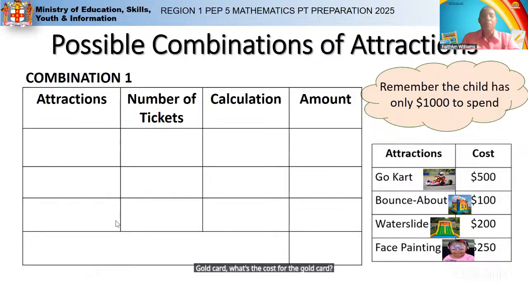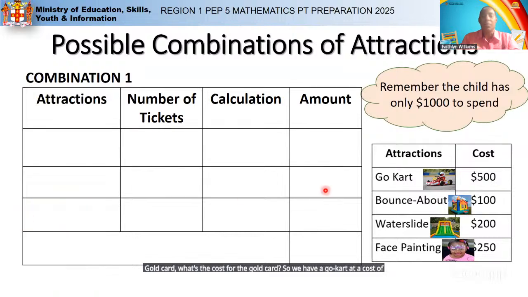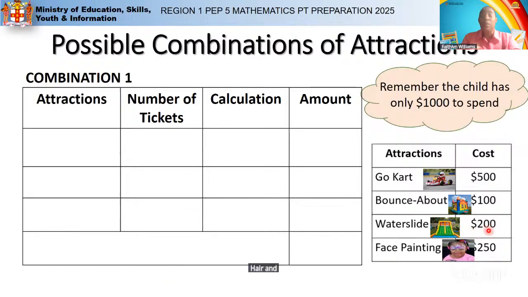So we have go-kart at a cost of $500 here, and water slide 3 times. That's 3 sets of $200. That's $600 plus $500. That gives me $1,100. So James, go back to the drawing board.